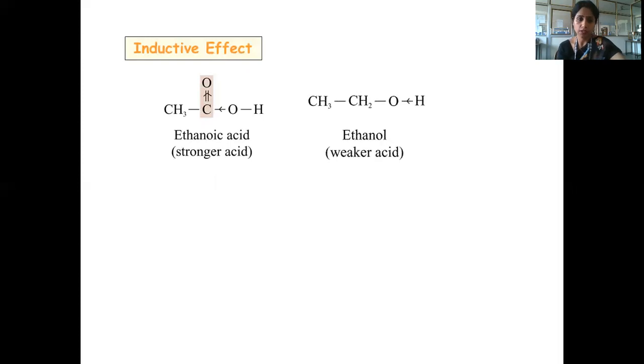Next is the inductive effect. If we compare ethanoic acid with ethanol, the inductive effect is greater in ethanoic acid, which is why it is a stronger acid. Because of the inductive effect, the carbonyl group withdraws electron density toward it, so the OH bond strength is lower, and it is easier to remove the H plus from the compound. Whereas in ethanol, that is not possible. That is why the OH bond strength is greater, and it is difficult to lose an H plus.